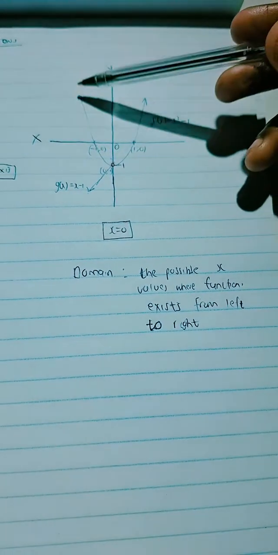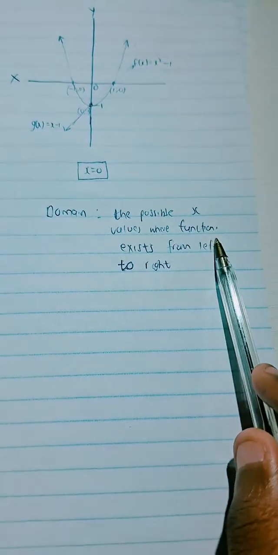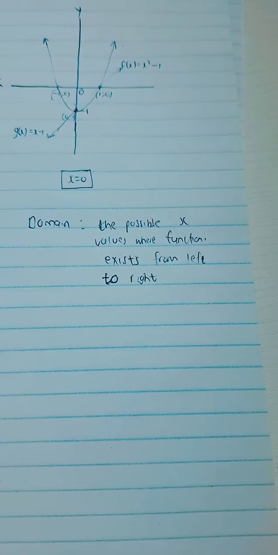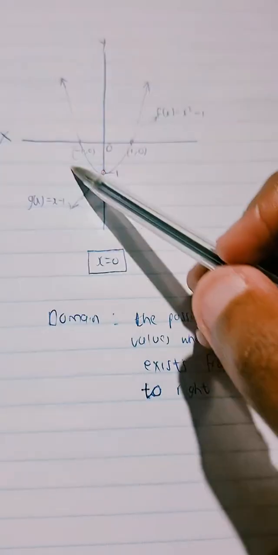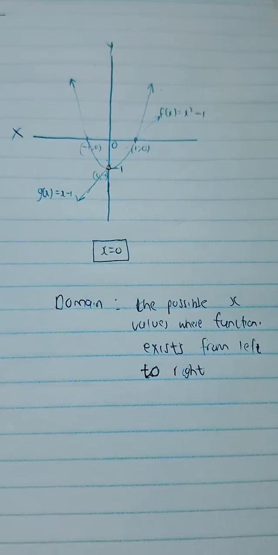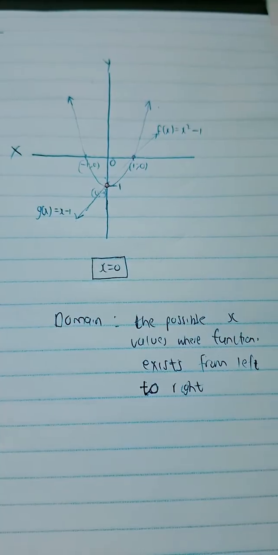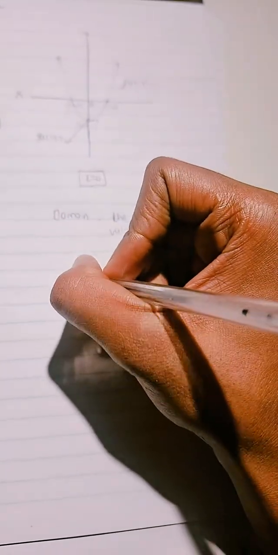So basically, when we talk about the domain from left to right, what are the possible x values where the function exists from left to right? Do we know, guys? And can we indicate in the comment section? What would we say for this function, the parabola here? Possible x values where the function exists from left to right? Okay, I see the guys are very silent.